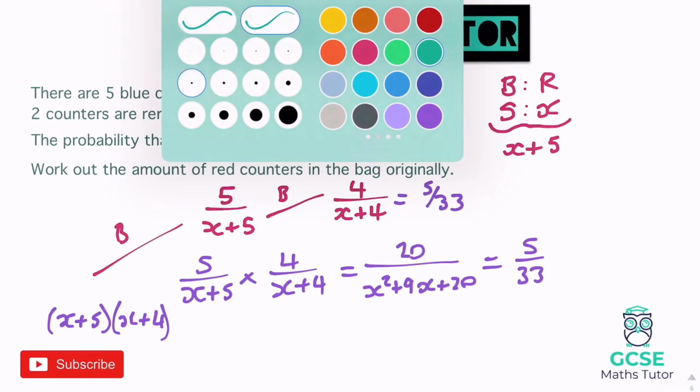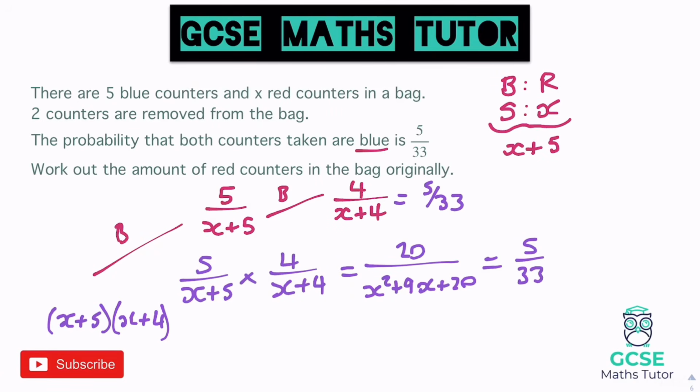So we've got a very, very similar process here. Look, we're just going to times both sides by 33 and times both sides with this denominator here and cross multiply. So we're going to have 33 times 20 on the top. 33 times 20, just doing this on the calculator, gives us 660. So we have 660 equals 5x squared plus 9x times 5, which is 45x, and 20 times 5, which is 100, so plus 100.